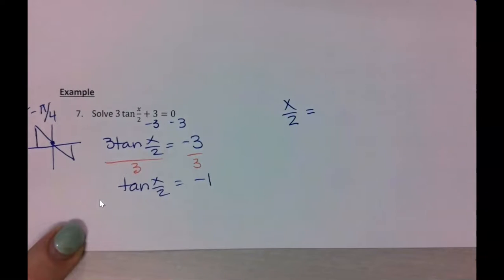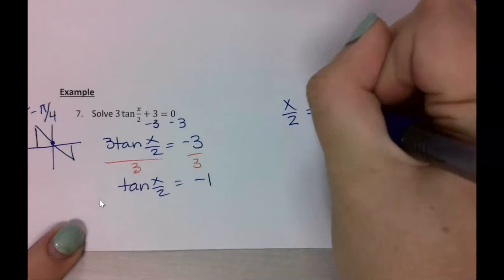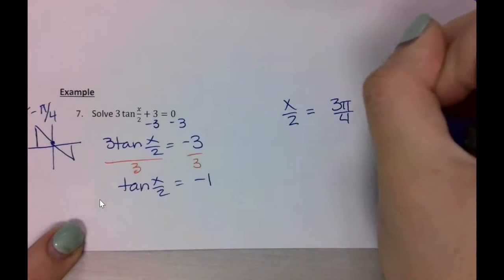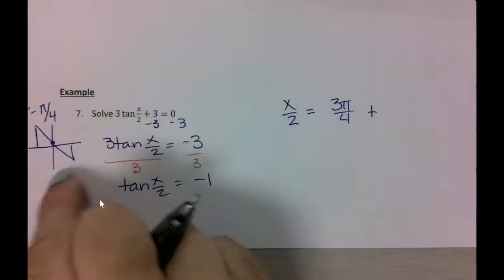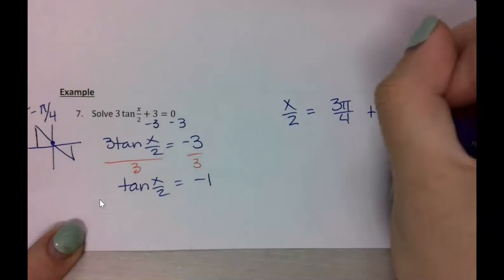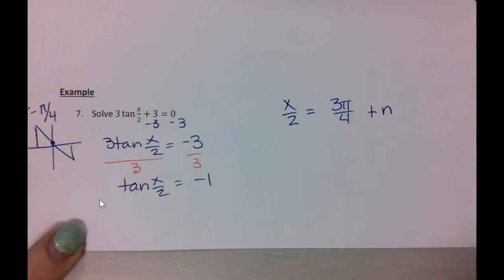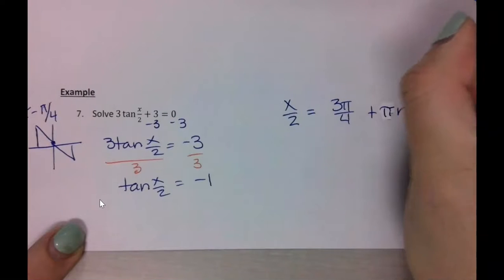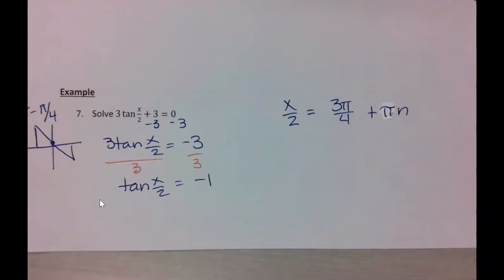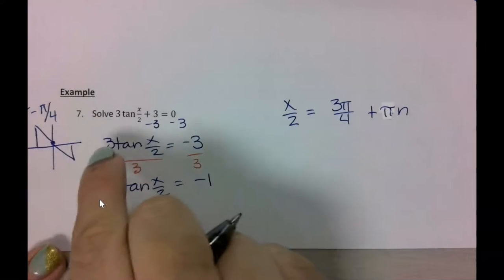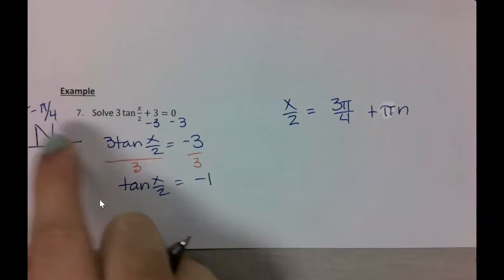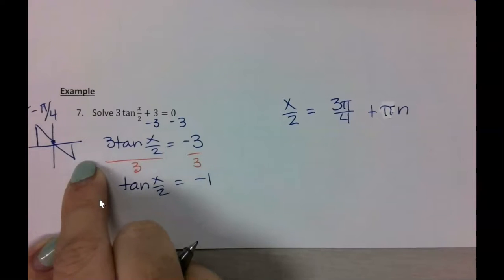Oh yeah, x halves equals the pi minus pi/4, which gives me 3 pi/4. Tangent happens every pi, every half a circle. So here is plus pi. And for this one, because tangent happens every half a circle, I only have to find this quadrant because this one will be a full pi later.